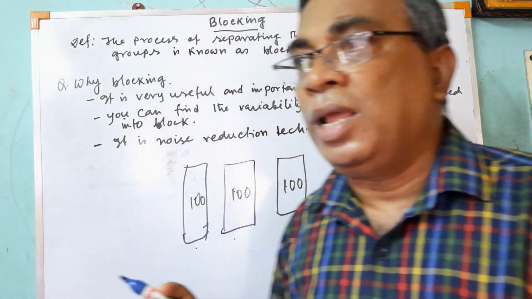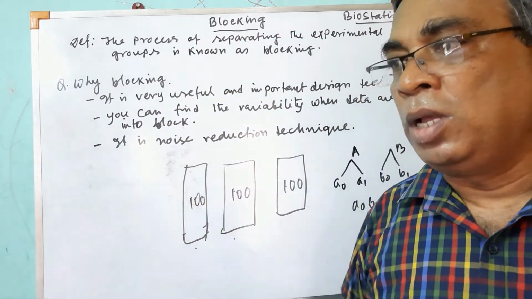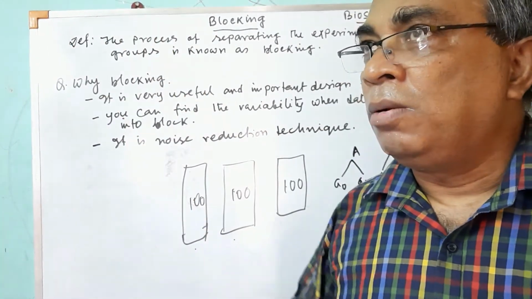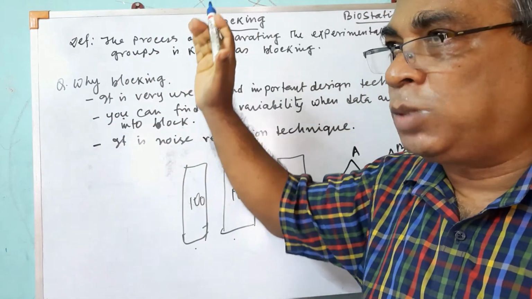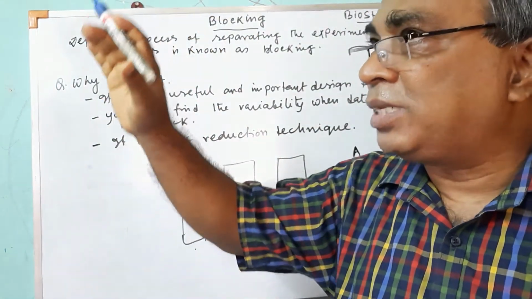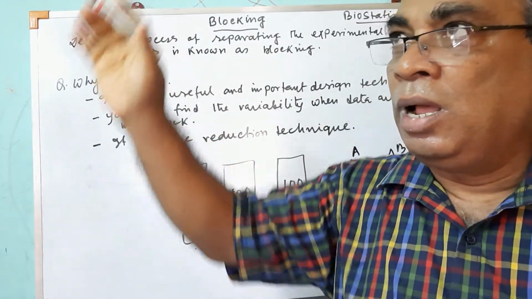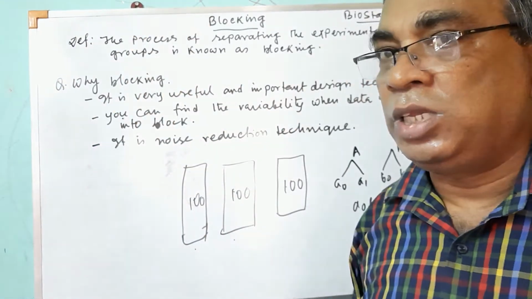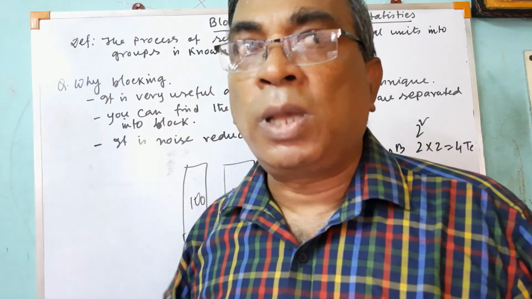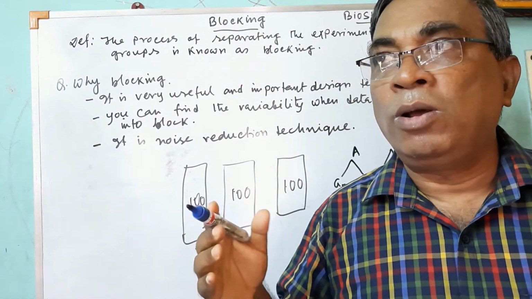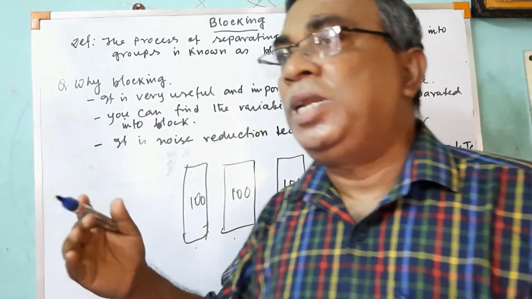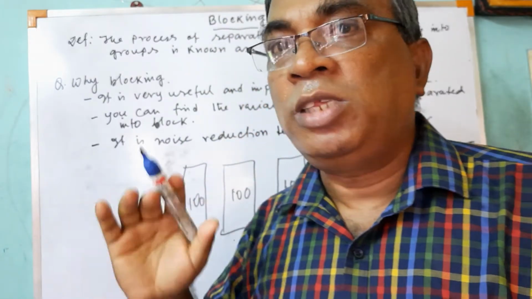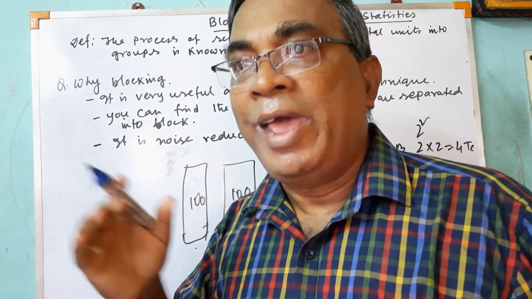Same thing in a bookshop. There are so many blocks: science books, commerce books, arts books, and there are some sub-blocks also. That means mathematics books are in this block, physics books in this block, chemistry books in this block. When a customer wants a physics book, the shopkeeper can find it immediately, because he knows in which block the physics book is. So blocking is very important in real life as well as in experimental design.